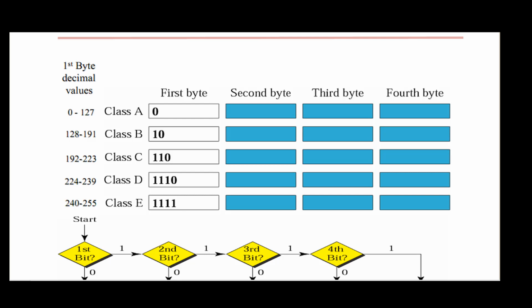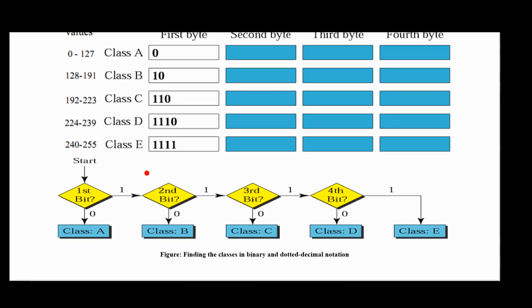When I go for class E, again the same thing: if the first 4 bits are ones, then it is class E. After 239 we have 240. The maximum we can have is 255 in 8-bit addressing. Therefore 240 to 255 is the range of class E. So these are the different classes and how they can be identified.